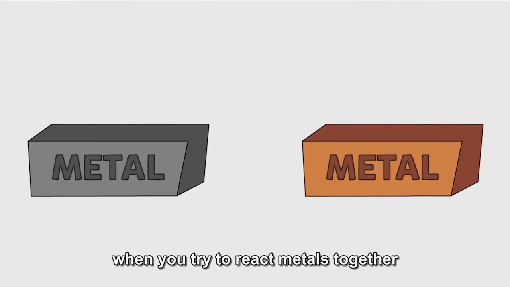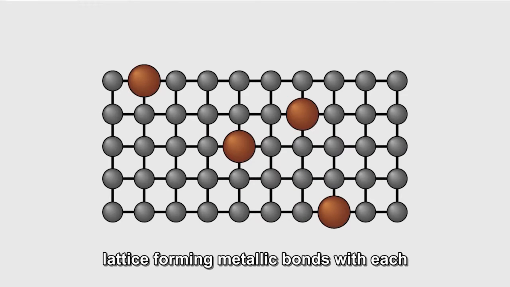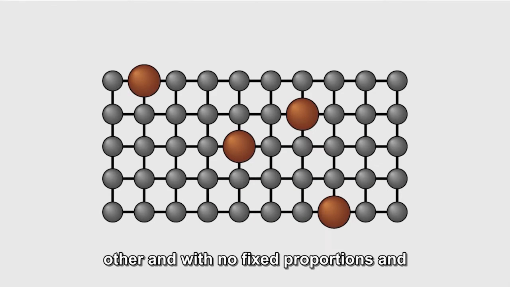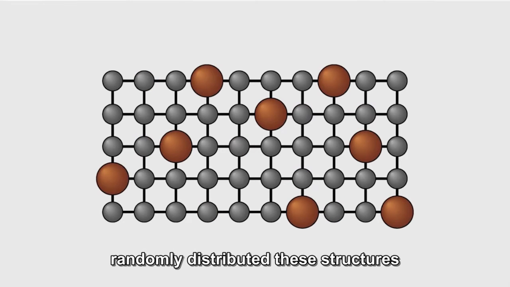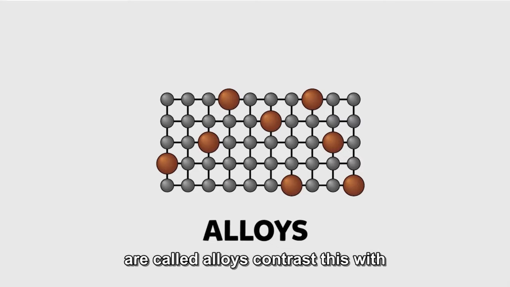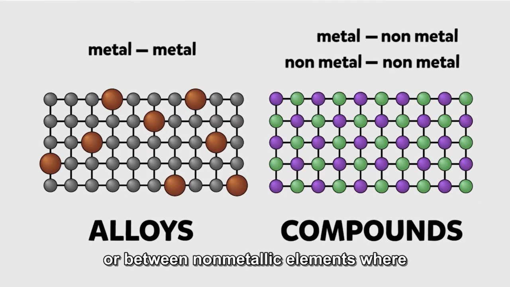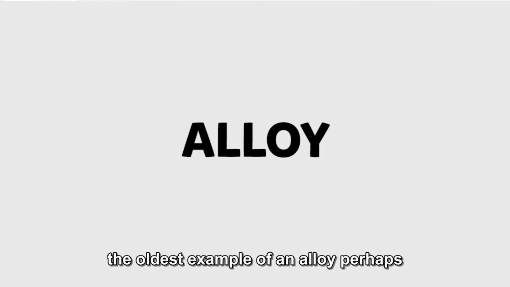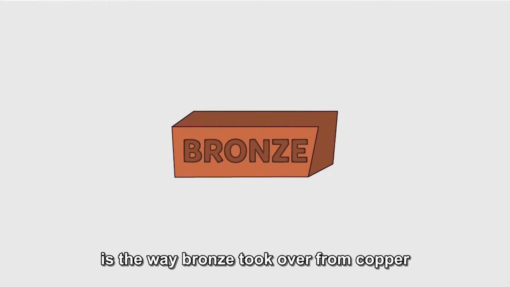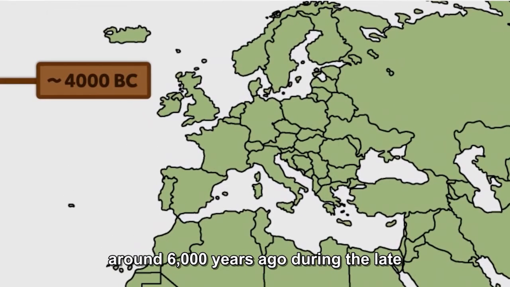It also means that when you try to react metals together, the atoms normally just mix into the lattice, forming metallic bonds with each other, and with no fixed proportions and randomly distributed. These structures are called alloys. Contrast this with compounds between metals and non-metals, or between non-metallic elements, where the proportions of each element is fixed. The oldest example of an alloy, perhaps, is the way bronze took over from copper in the early human communities of Europe around 6,000 years ago.